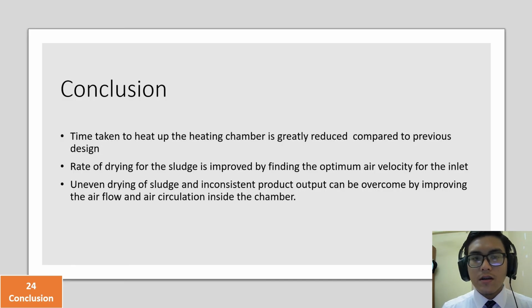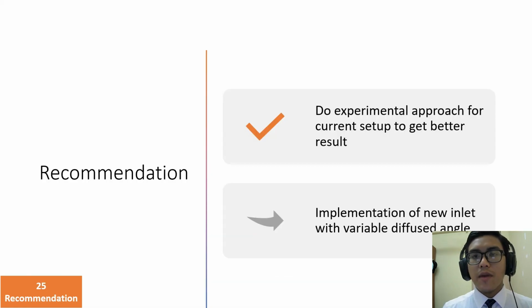In conclusion, the time taken to heat up the heating chamber is greatly reduced compared to the previous design. The rate of drying for the sludge is also improved by finding the optimum air velocity for the inlet. And lastly, uneven drying of sludge and inconsistent product output can be overcome by improving the airflow and air circulation inside the chamber. For recommendation, it is recommended to do an experimental approach for the current setup to get a better result. The second recommendation is to implement a new inlet with variable diffuser angle.